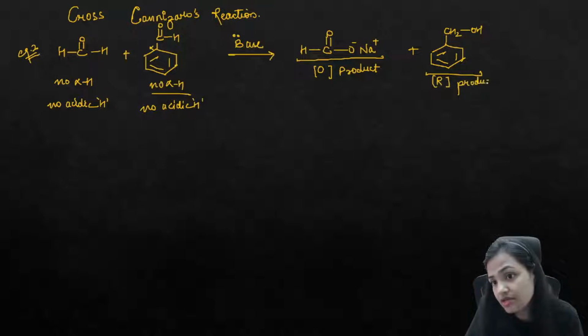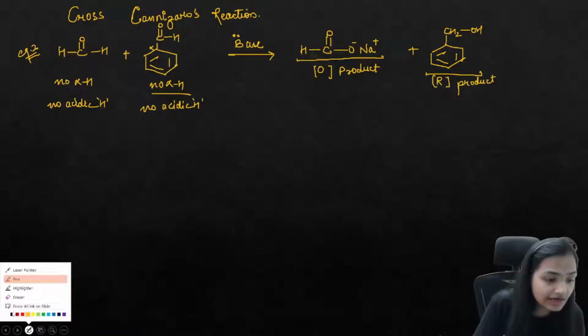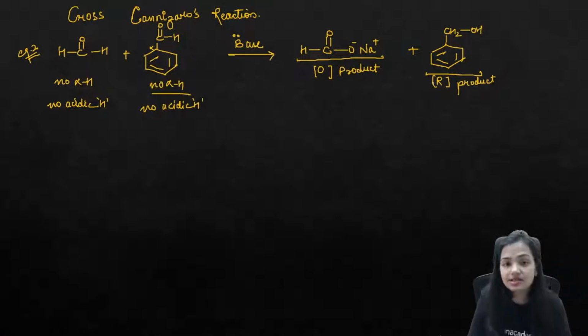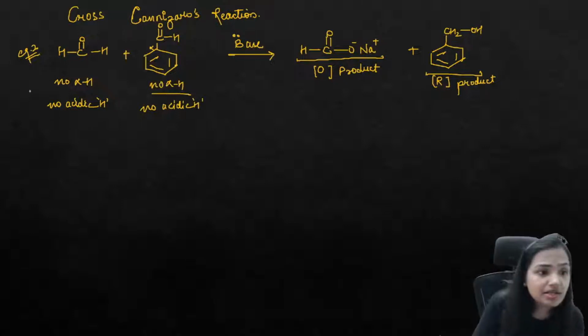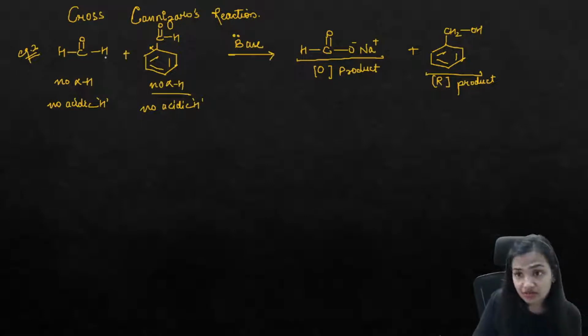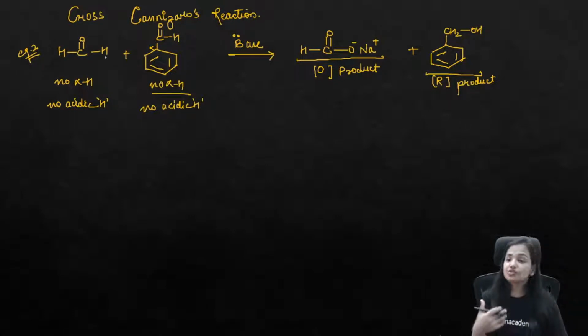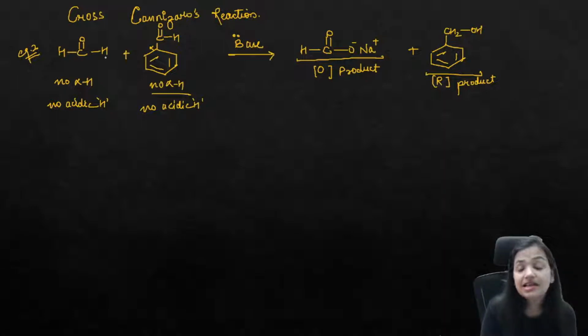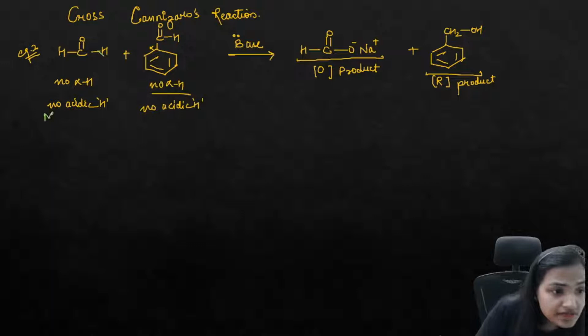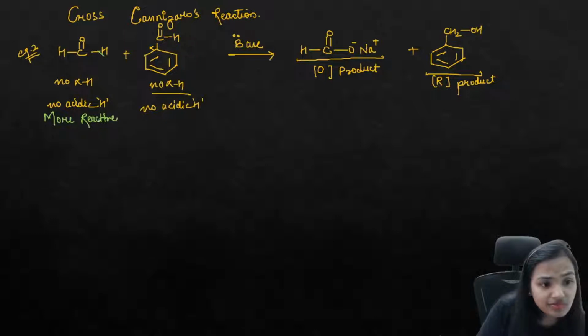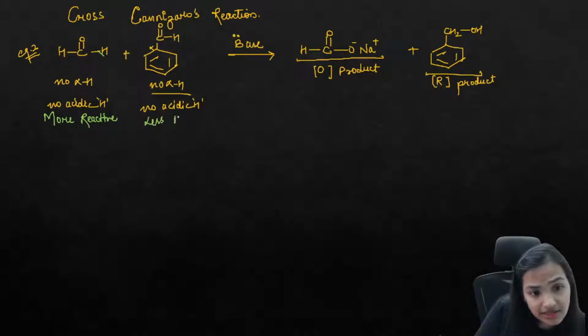Now you would be asking me, ma'am, how would you recognize which is the oxidized product and which is the reduced product? Because here we have two types of aldehydes or ketones. Then how do we identify which will get oxidized and which will get reduced? So let me tell you, it depends on which is more reactive. In nucleophilic addition or nucleophilic substitution reactions, aldehydes are always more reactive than ketones, and formaldehyde is more reactive than benzaldehyde. I will tell you during the mechanism how it is more reactive.